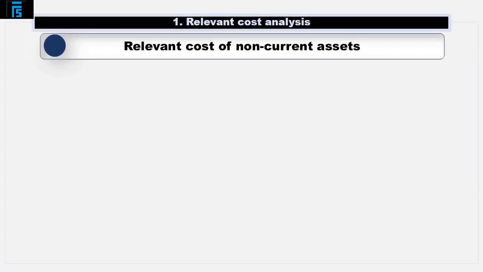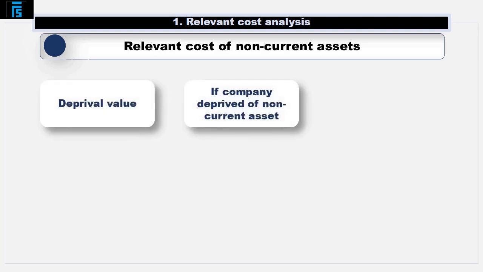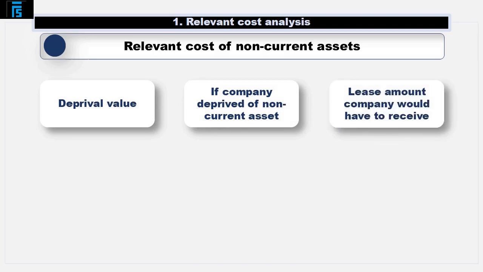Relevant costing can also be considered in relation to non-current assets. The relevant cost of a non-current asset can be referred to as the deprival value. In other words, if the company were deprived of a non-current asset, what's the least amount the company would have to receive to be no worse off than it is now?